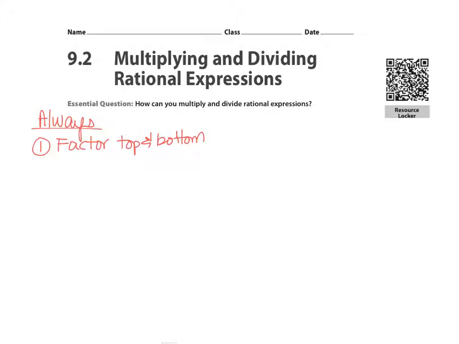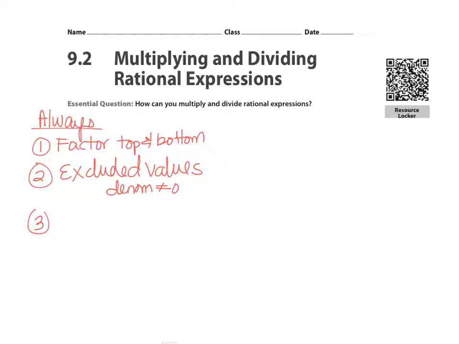In a minute, we're going to list some of our factoring rules, so you may want to leave some space over here so that we can make a note of those. The second thing we're going to do is name any excluded values, which we talked about today. And when we talk about excluded values, we specifically just are talking about the denominator. So you may want to make a note that the denominator cannot equal 0.